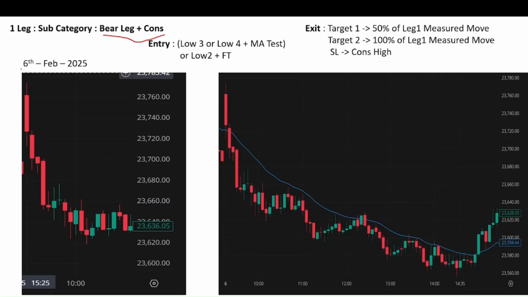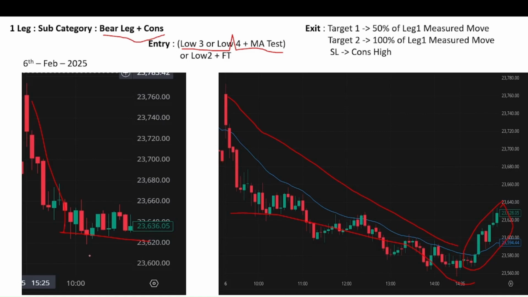So this is the 6th Feb chart. The opening by 10:50 looks like this: leg, consolidation, and the rest of the day has followed bears. Only at the end we got a little pullback. The entry for this is low 3 or low 4 plus MA test.